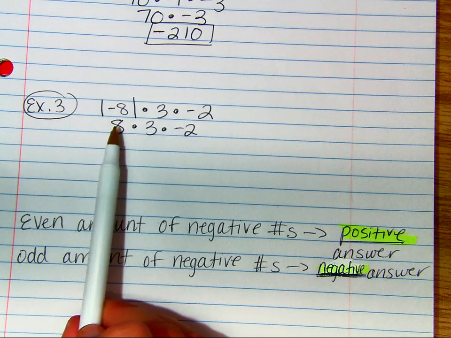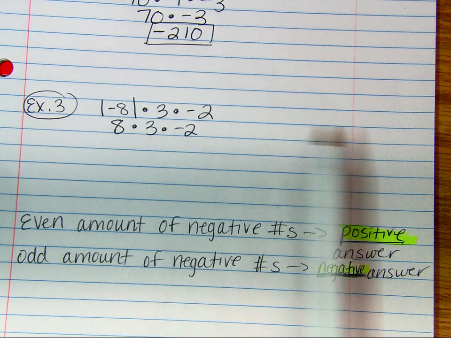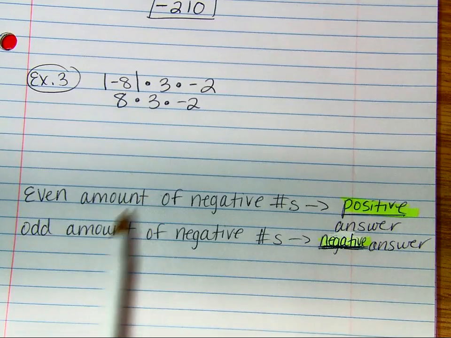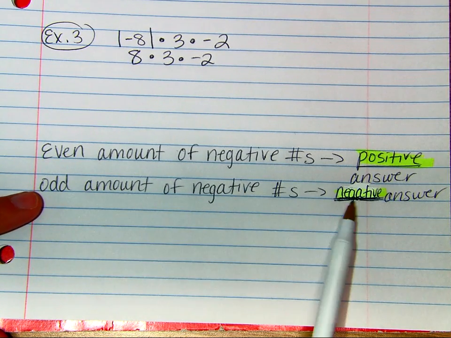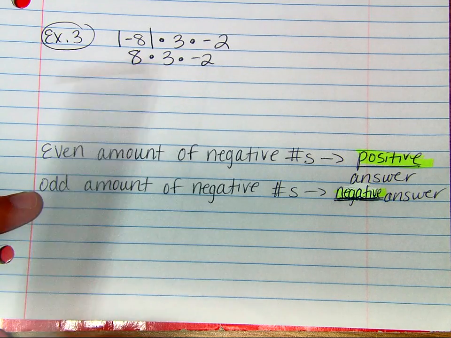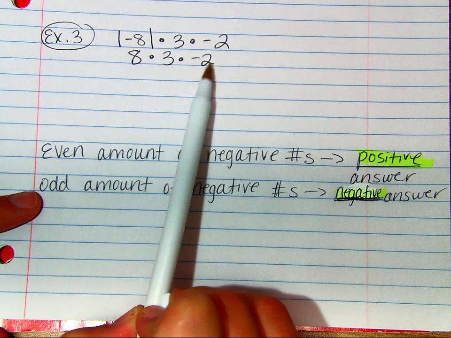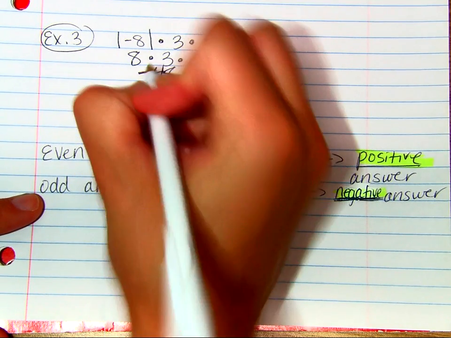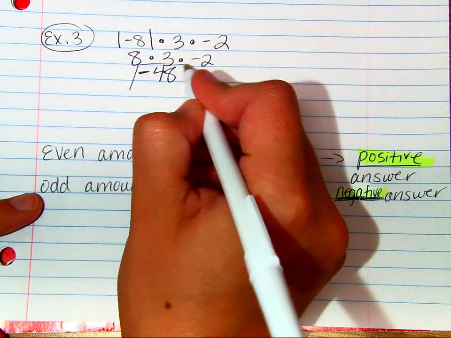Now I have 8 times 3 times negative 2. If we look at our problem, if we want to predict what's going to happen, we only have one negative number. 1 is an odd number, so we have an odd amount of negative numbers. Our answer should be negative. So if you want to just go ahead and multiply the three numbers together at once, do 8 times 3, that's 24, times 2, that's 48, and then we knew our answer should be negative. You can do it all in one step. And there we go.